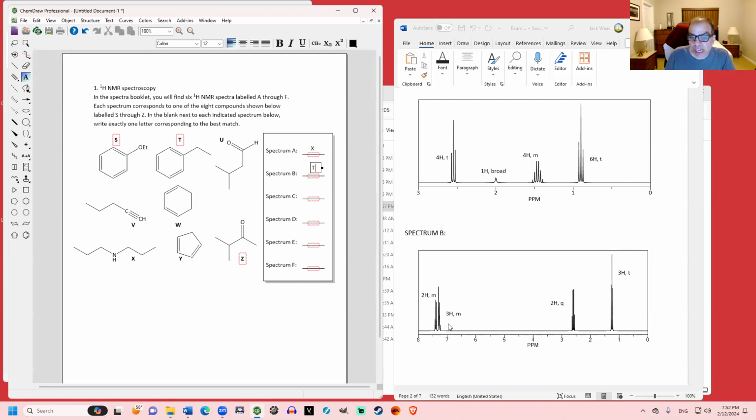But this is a sure sign of a monosubstituted aromatic ring. Mono because benzene has six hydrogens. And so when you take one of them away and replace it with another group, you get only 5 hydrogens.